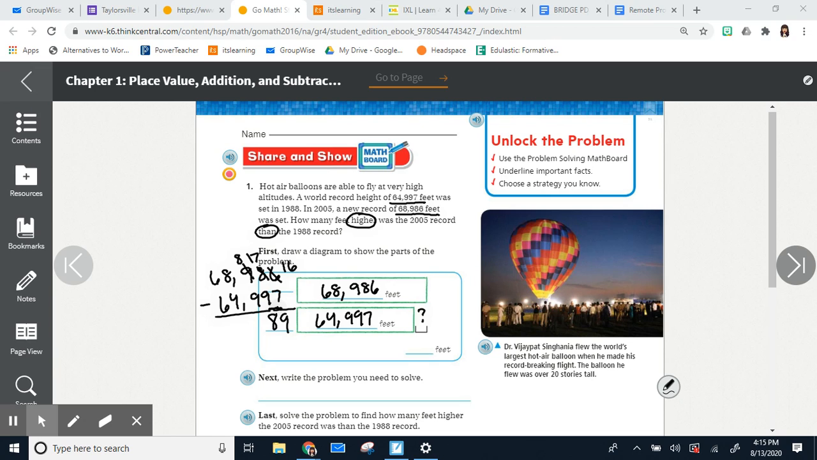8 minus 9, well, I can't do that, so I gotta borrow. I'm gonna borrow from my 8 next door, make it a 7. 8 will become 18. 18 minus 9 is 9. Put my comma. 7 minus 4 is 3. And 6 minus 6 is 0, so I'm gonna leave that blank. So that means the balloon traveled 3,989 feet higher than the 1988 record.